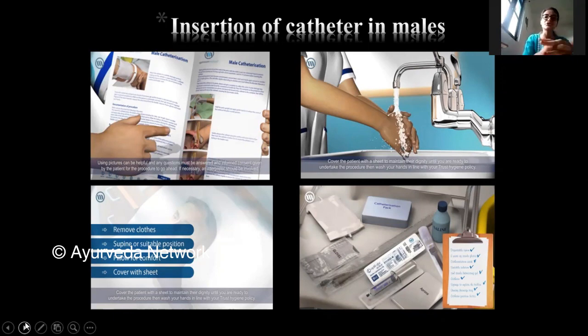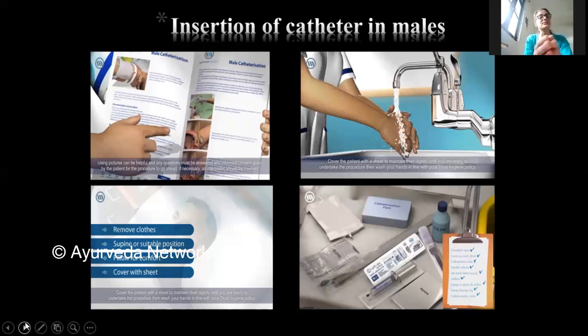After that, what should you do? You should remove the clothes of the patient and place the patient in a suitable position, which we have discussed: for female, lithotomy position, or you should place the patient in supine position. You should ensure that the patient is comfortable. You can even provide a pillow for comfort, and you should not entirely expose the patient. You should not remove all the clothes. You should cover the patient with sheets and only expose whatever region is required for the procedure.